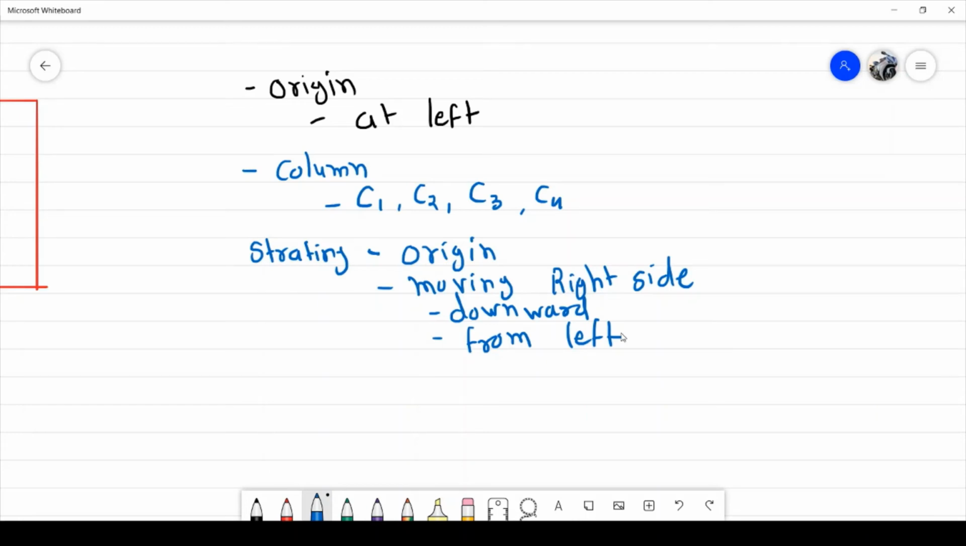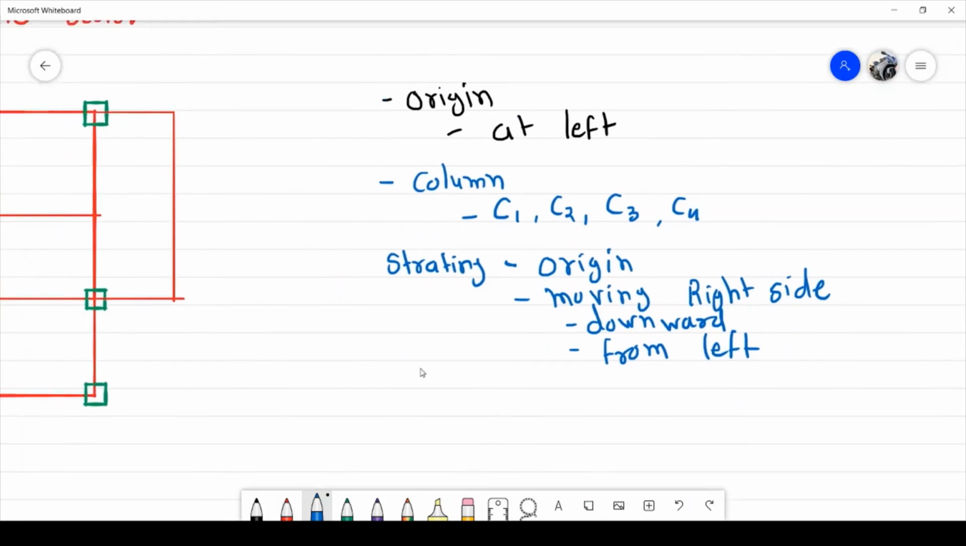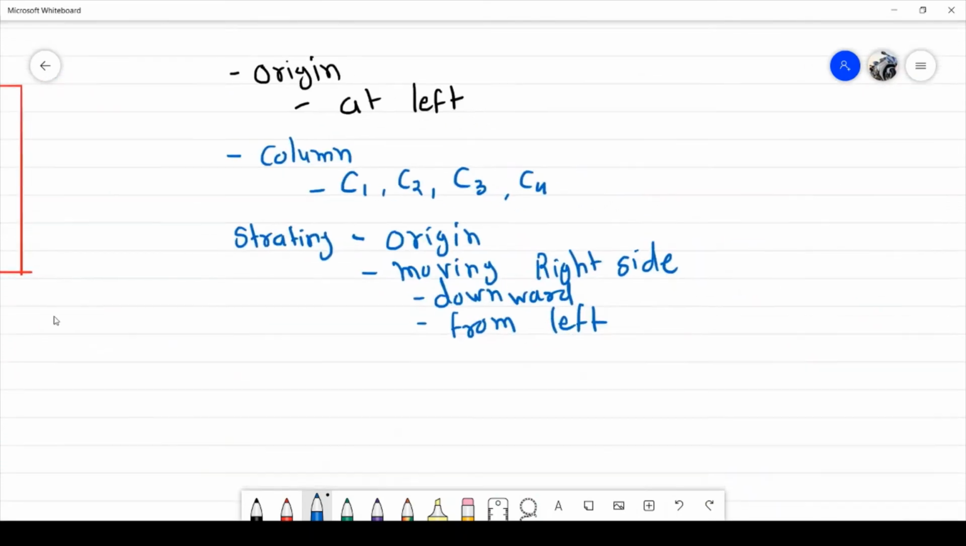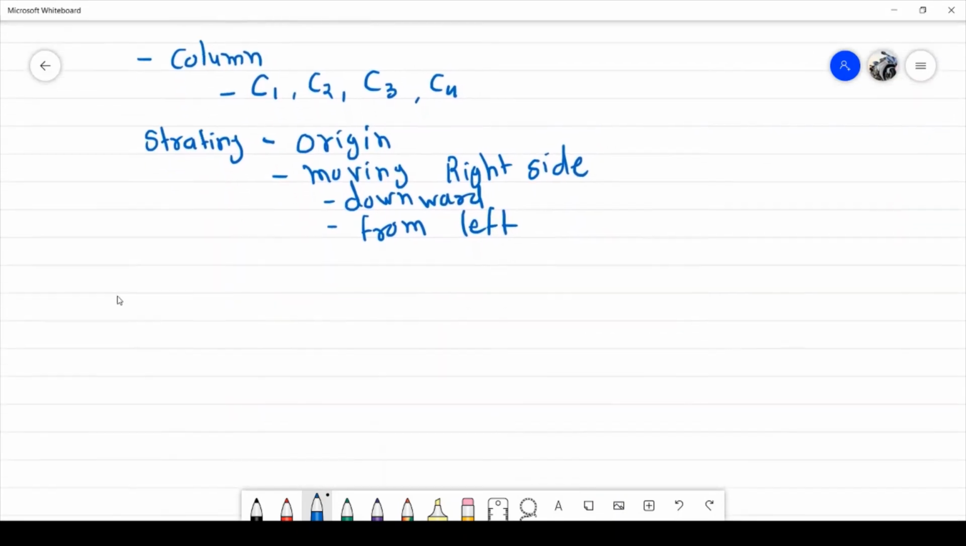Okay, first row is completed, column. Let's start. C1, C2, C3, C4, then C5, C6, C7, C8, C9, C10, C11 and C12. So column naming is completed. Simple, right? You just have to remember some simple rules.